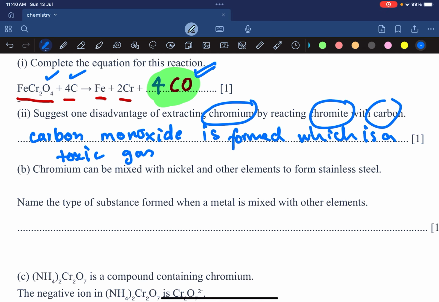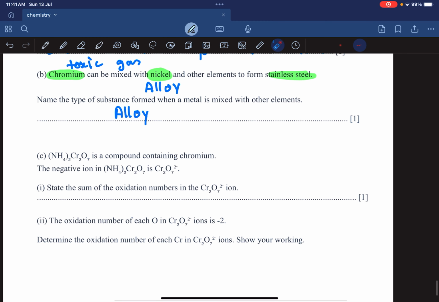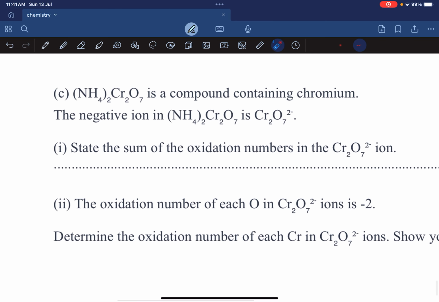Chromium can be mixed with nickel and other elements to form stainless steel. One thing you should know is what this stainless steel is. This is an alloy. Name the type of substance formed when a metal is mixed with other elements. I guess the examiner has made it just the way I'm thinking, that it's an alloy, and you just had to write alloy over here. That's simple.